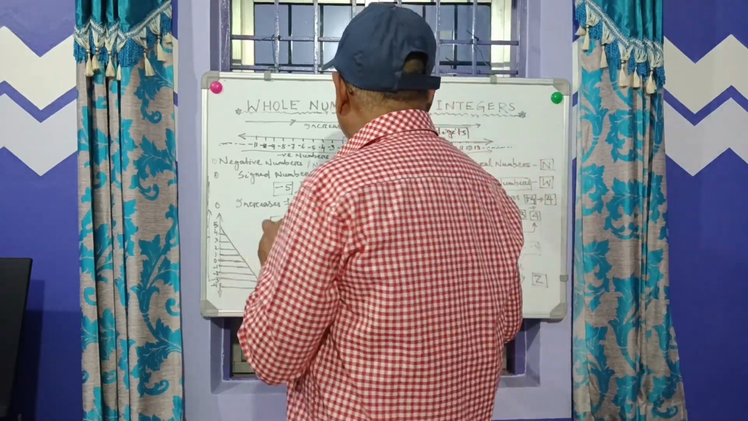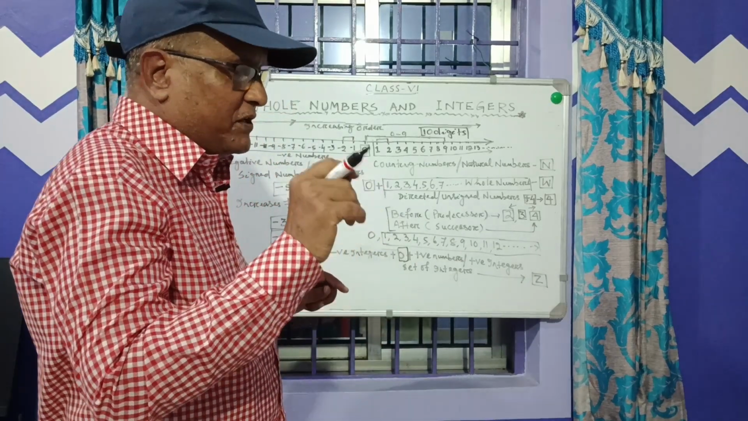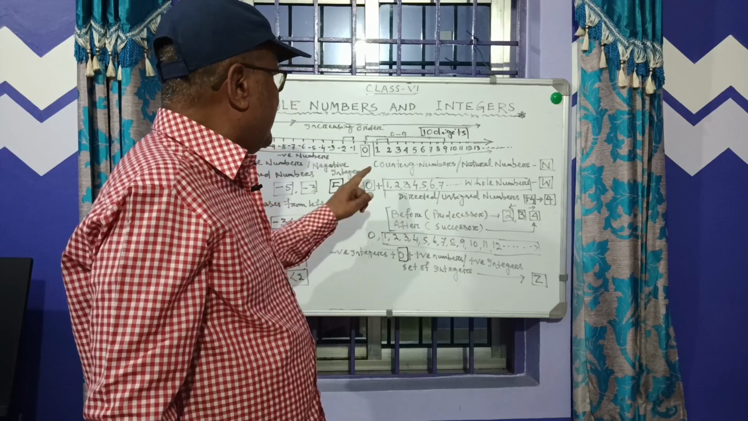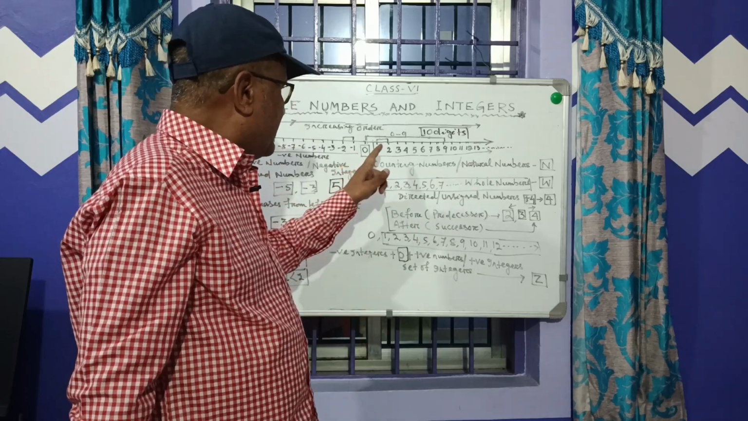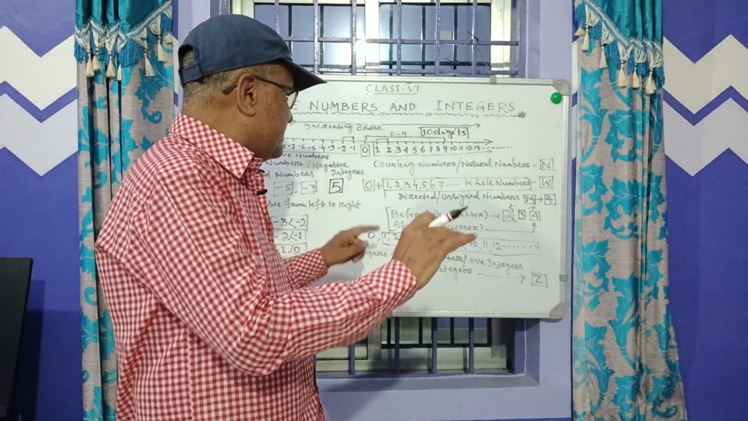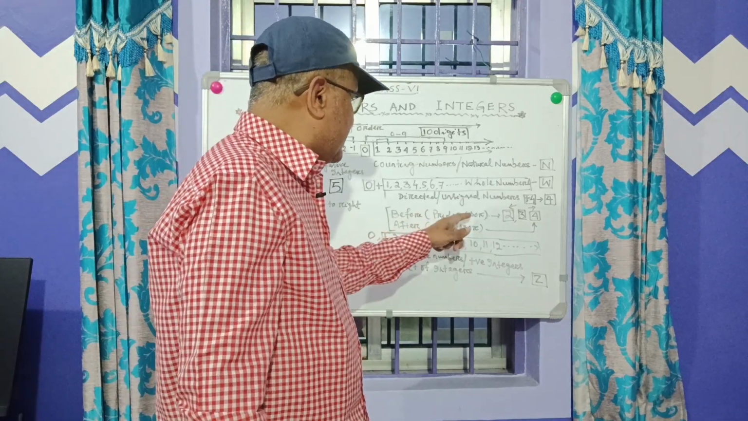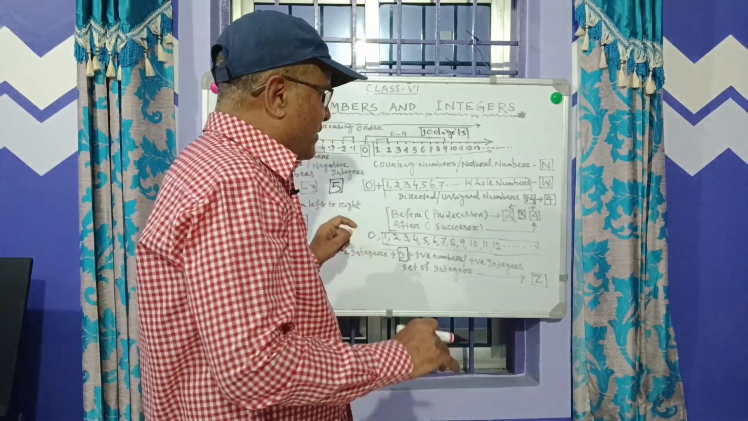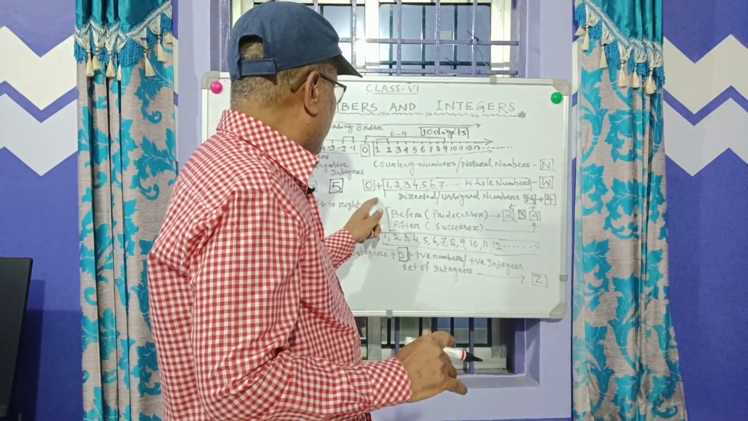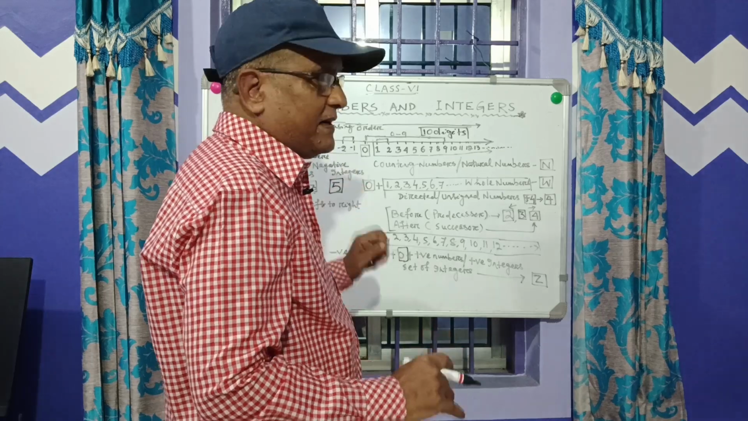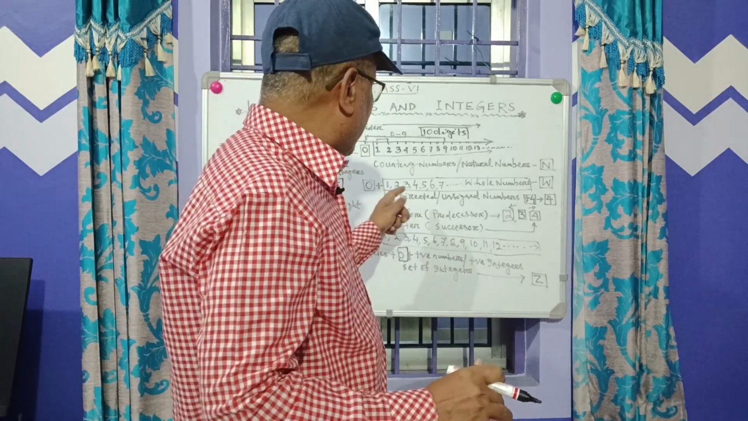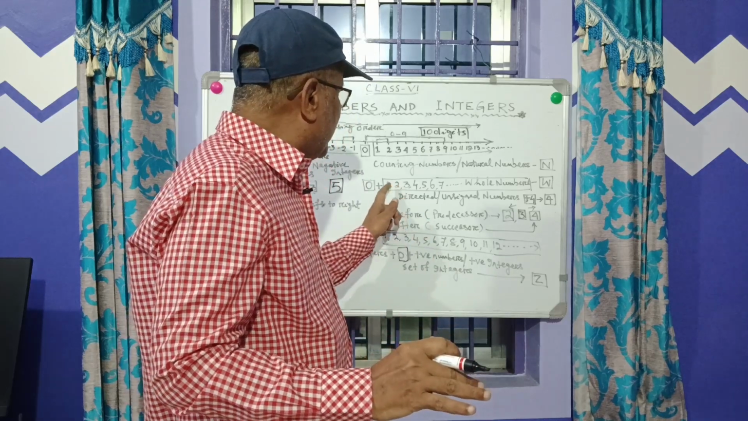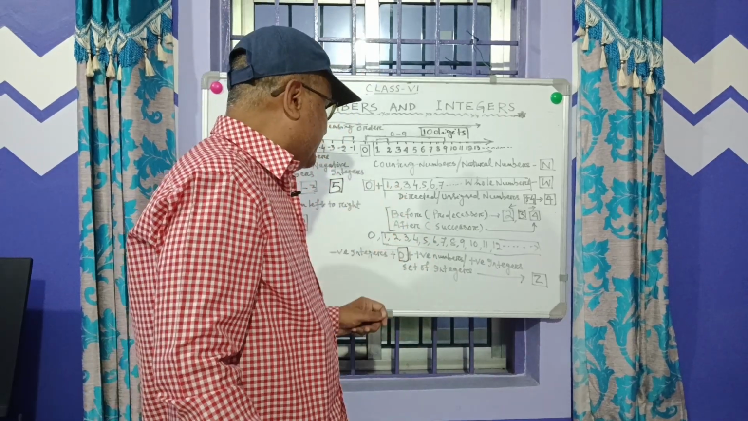Now we discussed 4 major concepts: digits, counting numbers, natural numbers, 0 plus natural numbers or whole numbers, and predecessor and successor, before and after. So 0 is the predecessor of 1, but this is not a counting number. So there is no predecessor of 1 among counting numbers. But who is the successor? 1. This is a very good question.